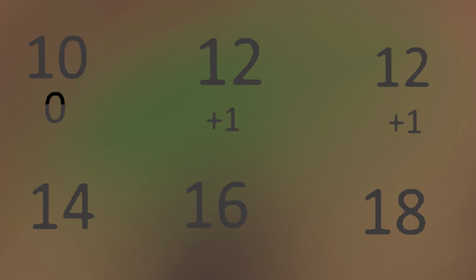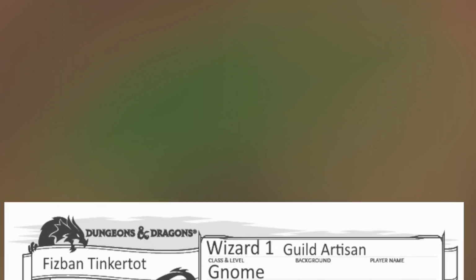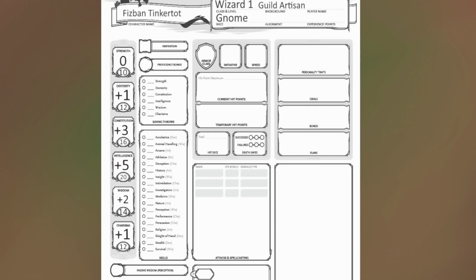This is called a stat bonus, and for those of you who don't care to do the math yourself, there is a chart that explains it in the earliest chapters of the PHB. So for Fizban, with the Gnome ability score increase of +2 to intelligence, he now has a strength of 10, giving him a +0, a dex of 12, giving him a +1, a charisma of 12, giving him a +1, a wisdom of 14, giving him a +2, a constitution of 16, giving him a +3, and finally an intelligence of 20, giving him a +5.